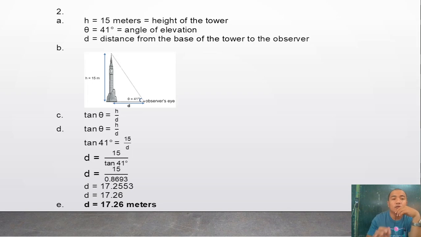And for number 2, we have here a tall building, 15 meters high. How far is the base of the building to the observer's eye, forming a 41 degree angle? The sides involved are opposite and adjacent sides, so we're going to use the tangent function. Tangent 41 is equal to 15 over D. Then cross multiply, divide both sides by tangent 41. So we have 15 divided by tangent 41, 17.26 meters.